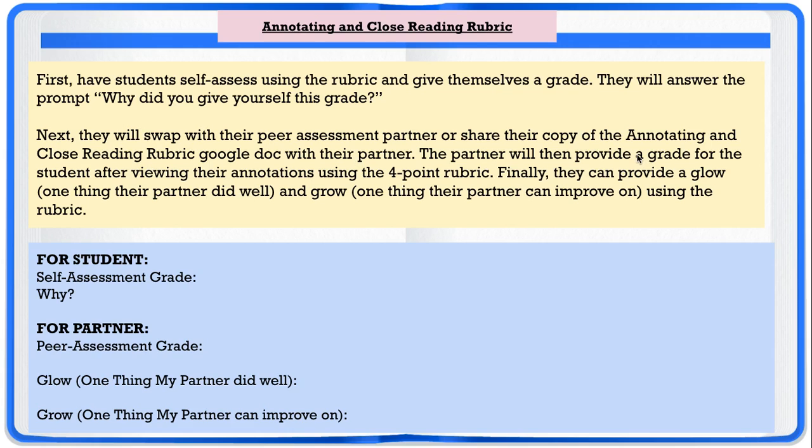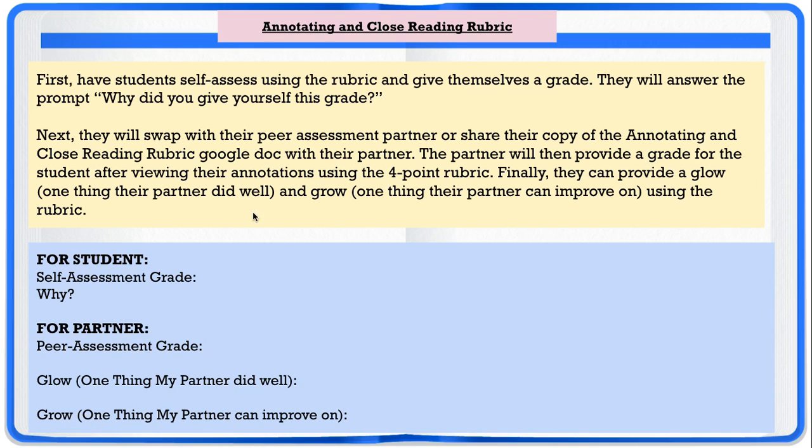Their partner will then provide a grade for the student after viewing their annotations on their text and looking at the 4-point rubric side by side. Finally, they can provide a glow, one thing their partner did well, and a grow, one thing their partner can improve on using the rubric. And again, that's this bottom part for the partner to fill out.